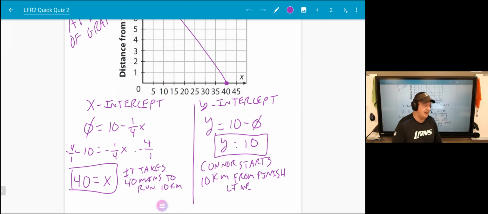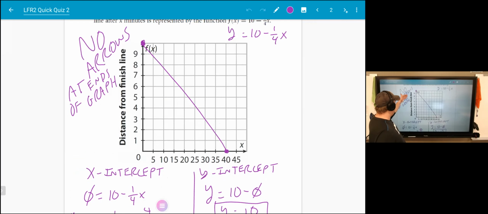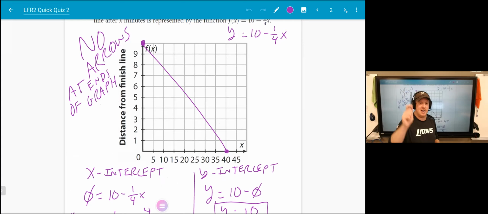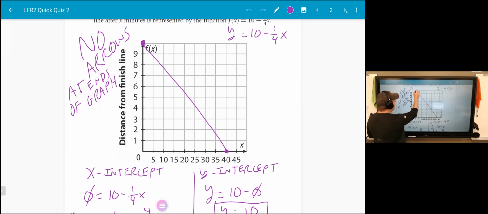Okay, y-intercept, set x equal to 0, you get y equals 10 minus 0, or just y equals 10. What does 10 mean? Well, at 0 minutes, he starts 10 kilometers away from the finish line. Distance from finish line, it's right there, okay? This is a case when you're not going to draw arrows through these things. You're going to have a line segment. 0, 10, 40, 0, put the line between them.